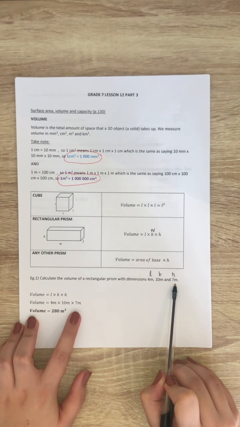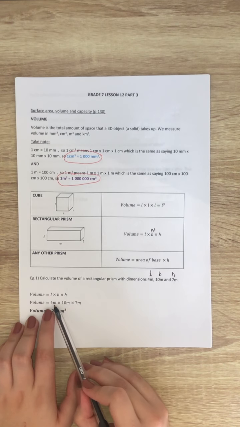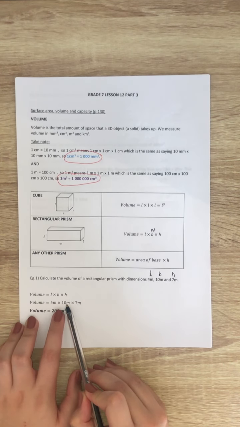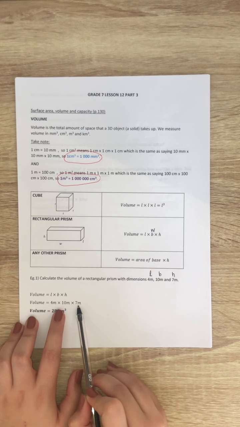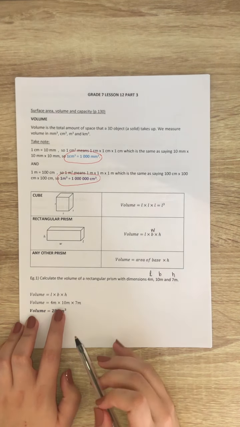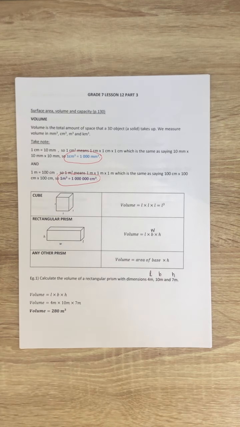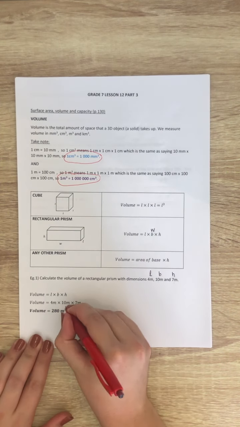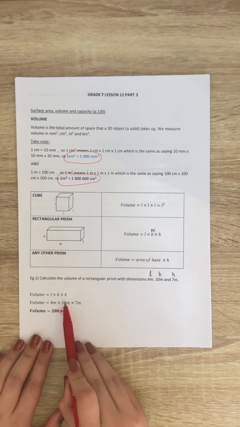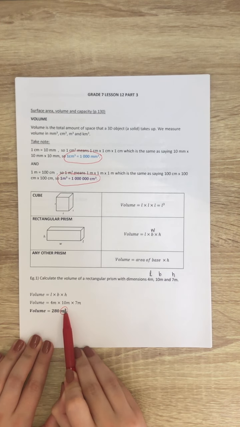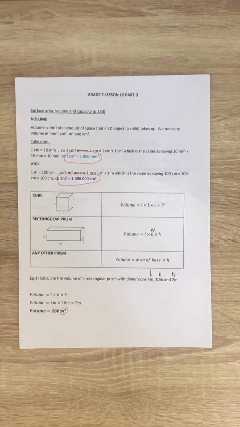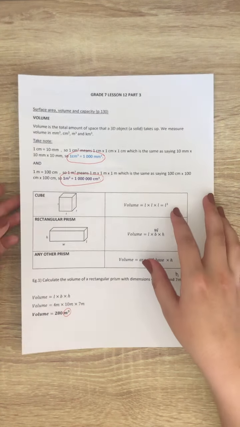And now you work out your answer. So you can say 4 times 10 is 40. Times 7, you're welcome to work it out on the side, is equal to 280 meters cubed. Because we have 3 values, there must be a little 3 as your exponent. Okay, let's check the next example.